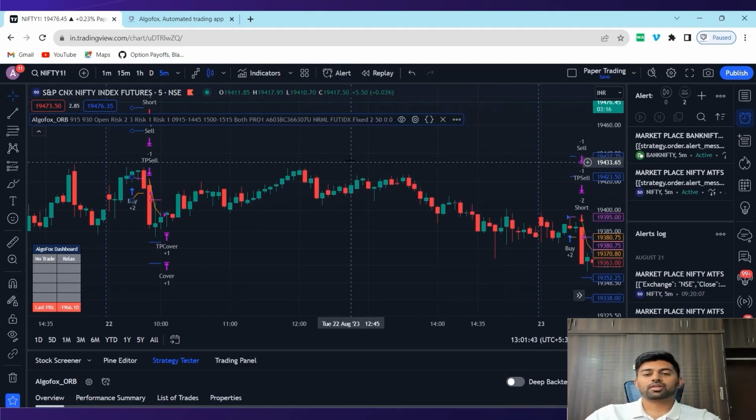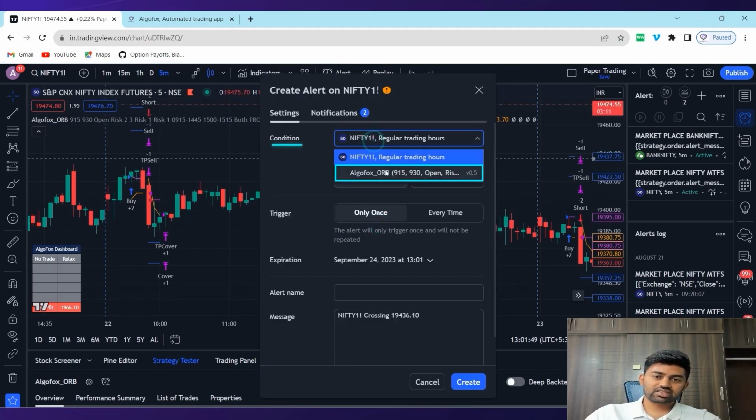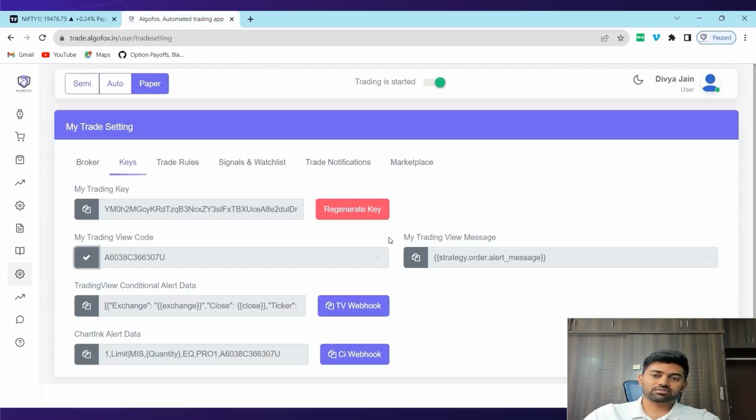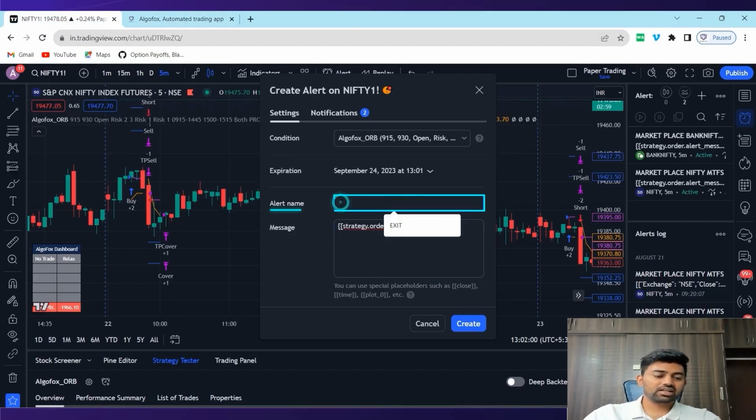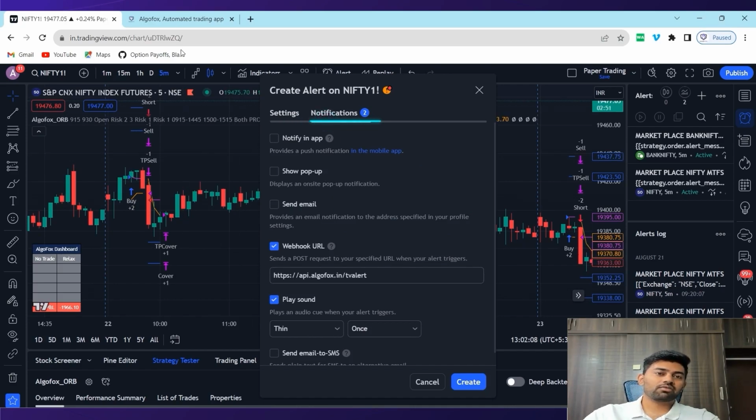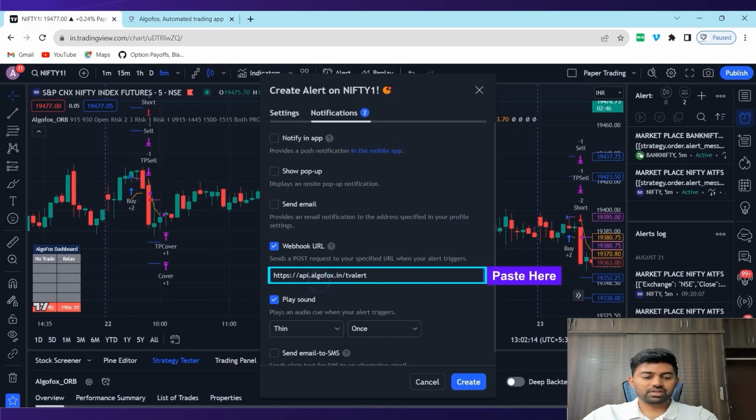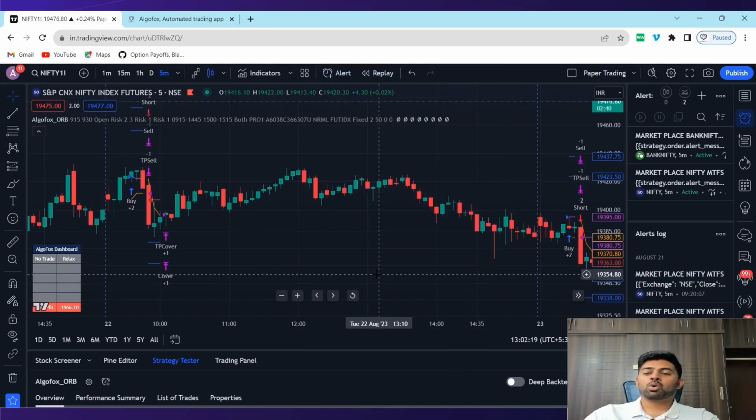To automate, I can right click on add alert, select the strategy, remove this message completely, come back to AlgoFox, copy this my trading view message and paste it here. In the alert name, I can write anything, ORB test or anything of that sort. And in the notification, I have to add a webhook URL. So I'll copy this TV webhook again from AlgoFox and paste it here and simply click on create. And that's it. My ORB automation from TradingView is now complete.